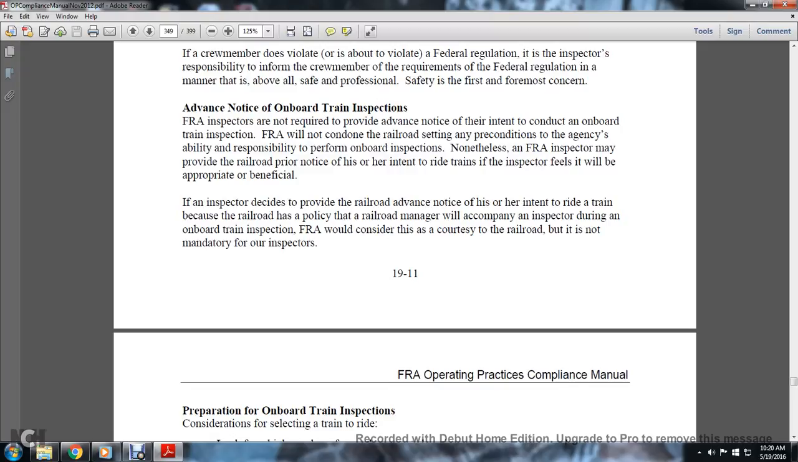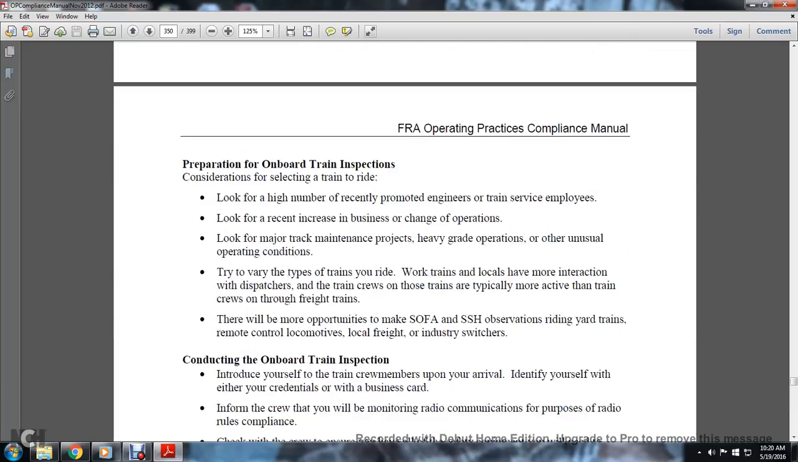If the inspector decides to provide the railroad advance notice of his or her intent to ride a train because the railroad has a policy that a railroad manager will accompany the inspector during an onboard train inspection, the FRA will consider this a courtesy by the railroad, but it is not mandatory for the inspections.